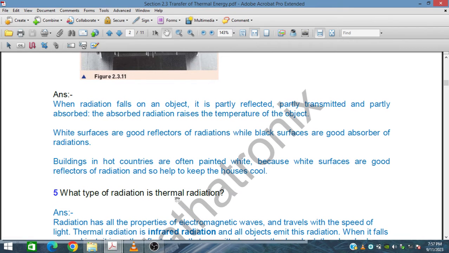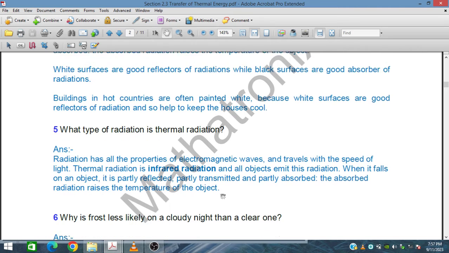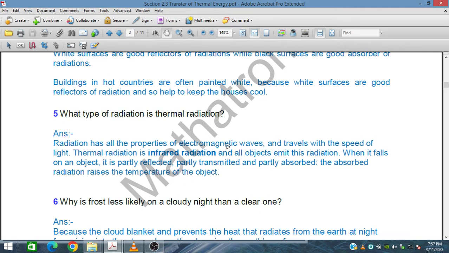What type of radiation is thermal radiation? The radiation has all the properties of electromagnetic waves and travels with the speed of light. Thermal radiation is infrared radiation, and all objects emit this radiation. All hot objects emit this radiation. When it falls on an object, it is partly reflected, partly transmitted, and partly absorbed. The absorbed radiation raises the temperature of the object. So this absorbed part actually increases the temperature.